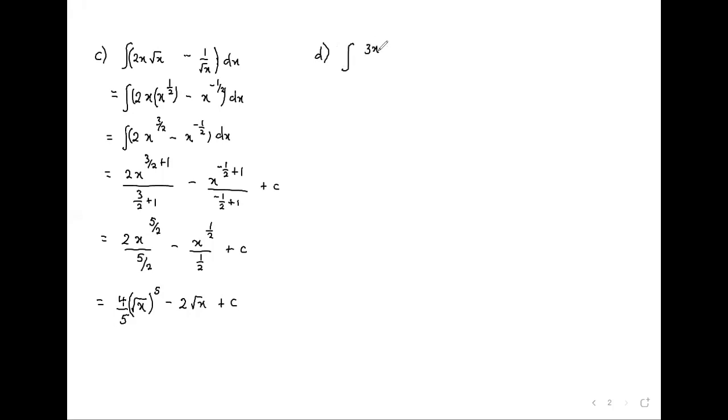Three x plus 4, squared, over root x dx. So this is the same as the integral of 9x squared plus 24x plus 16 over root x dx. You expand the numerator, and that's how we expand.